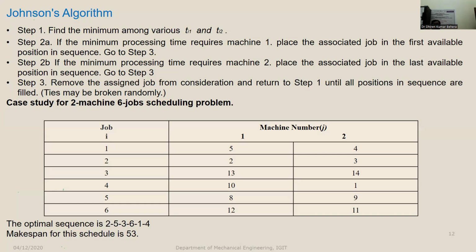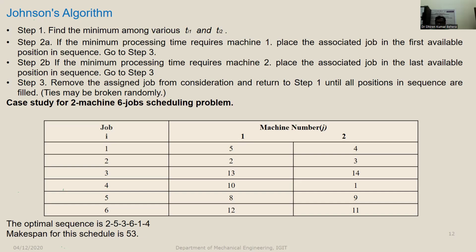What does step 3 say? Remove the assigned job from consideration and return to step 1 until all positions in the sequence are filled. Ties may be broken randomly. Okay, it is not necessary. Suppose I come to that problem. Let us take the case study of the 2 machines and 6 jobs scheduling problem.